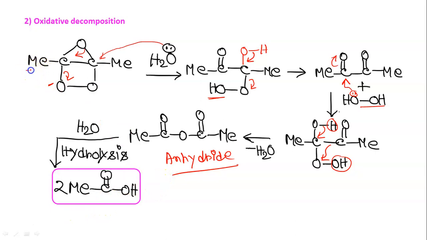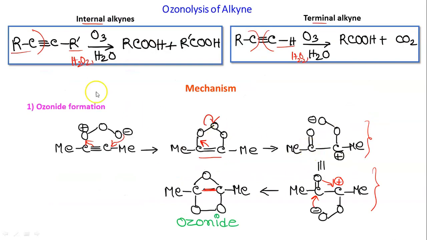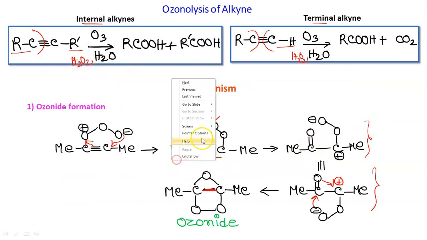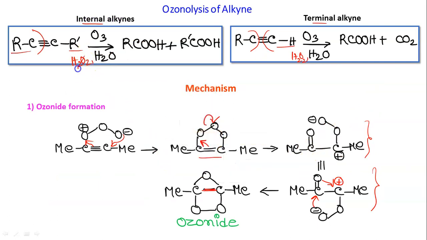Why? Because we started from the same group on both sides. The starting alkyne contains the same group on both sides, so we get two molecules of the same MeCOOH, that is CH3COOH. But if these two groups are different, we will get two different carboxylic acids. Fine. See here, H2O2 is actually generated in the medium. We are not adding it separately, so better we omit this H2O2.